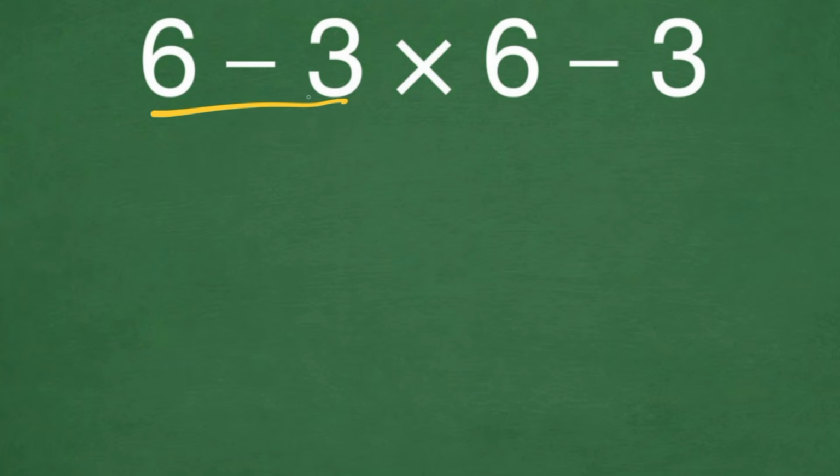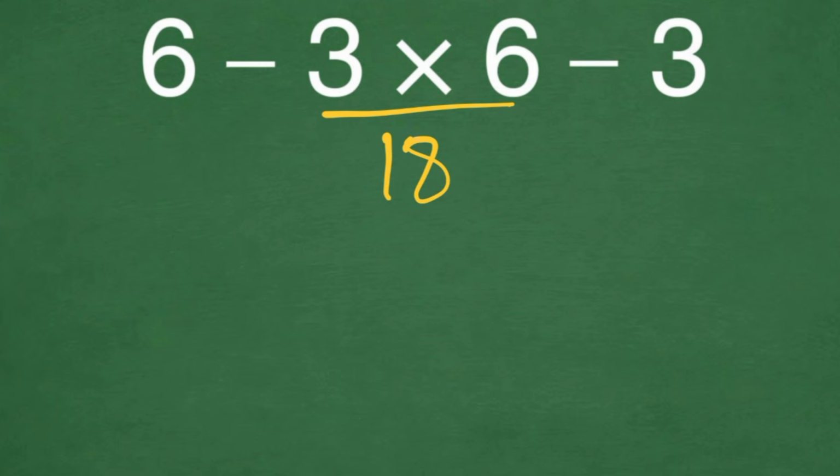So 6 minus 3 is not going to be the first operation we should do, right? The first thing to do is the multiplication, since multiplication has higher priority than subtraction, and then we are going to move to subtraction, right? Great. So 3 times 6 gives us 18. And now the problem becomes 6 minus 18 minus 3.